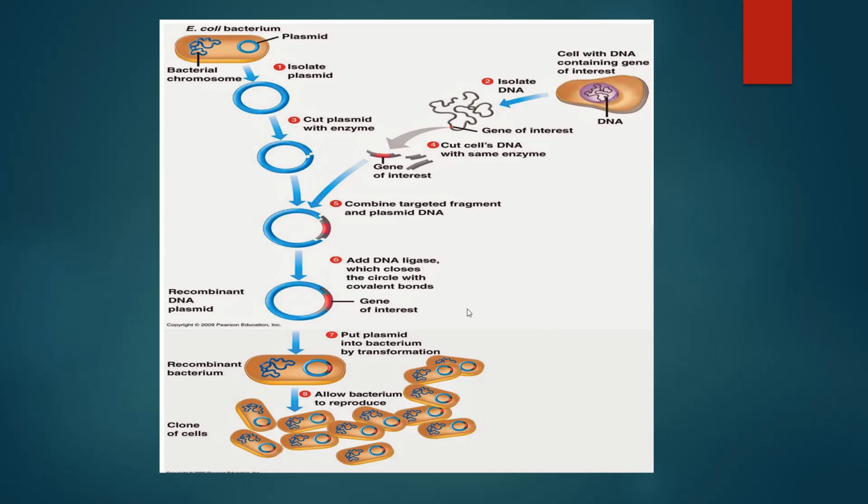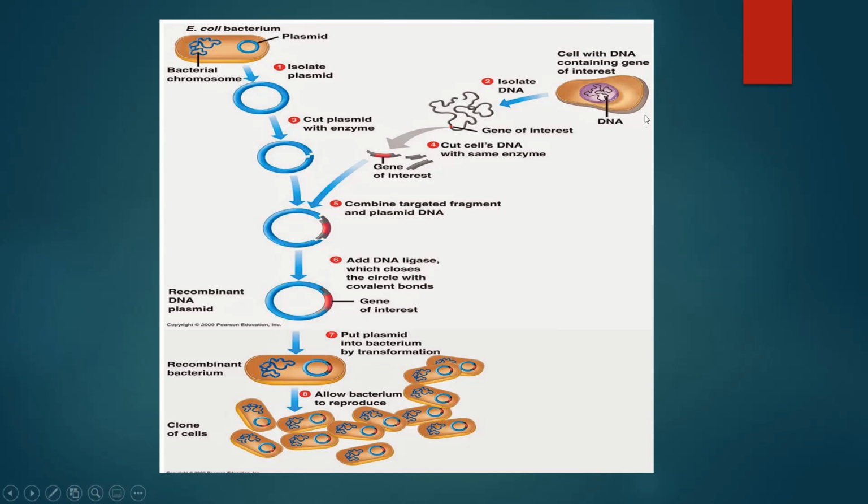So first of all, the E. coli bacterium. E. coli bacterium contains a bacterial chromosome. Along with the bacterial chromosome, it contains extrachromosomal material, that is nothing but plasmid. This plasmid must be isolated from the bacteria. Why? Because this plasmid is used as a vector. This vector carries the genetic material, that means the desired gene, into a particular host cell. Why? Because this vector is able to replicate inside the host cell. That's why we are using this plasmid as a vector.